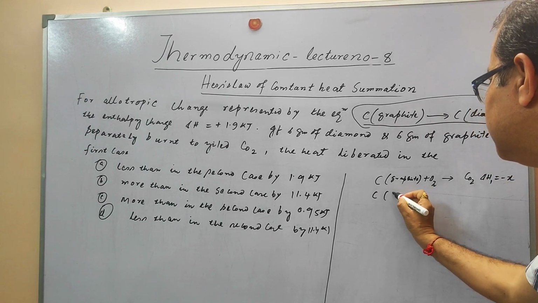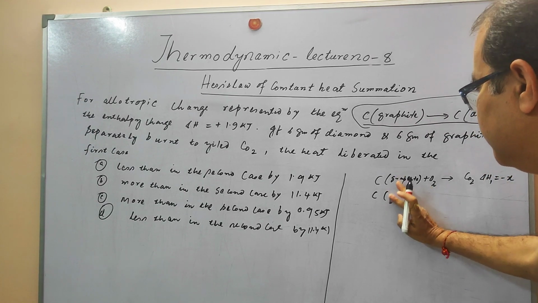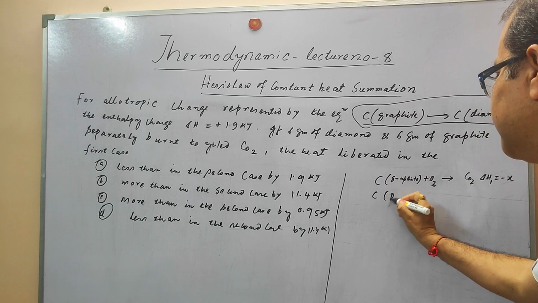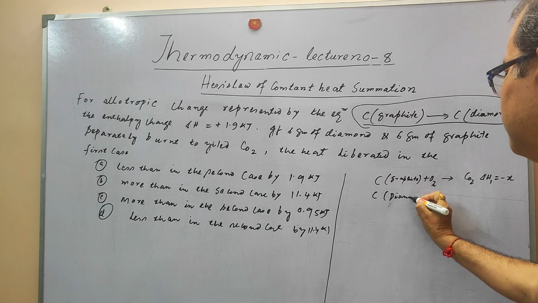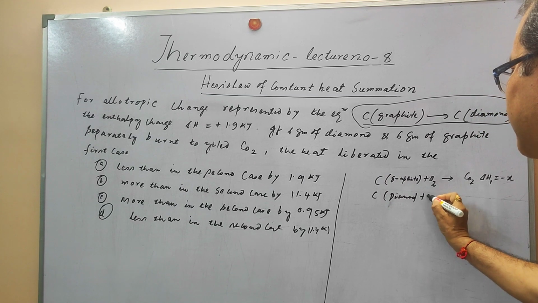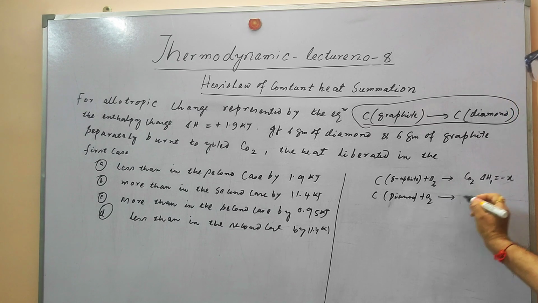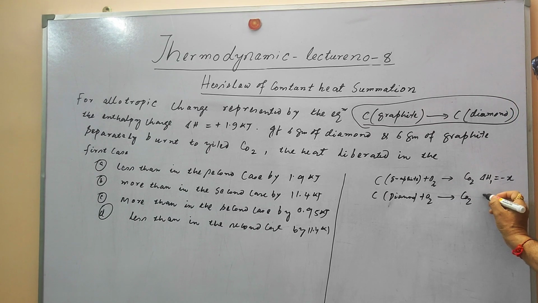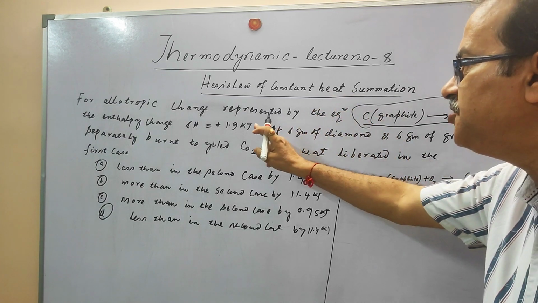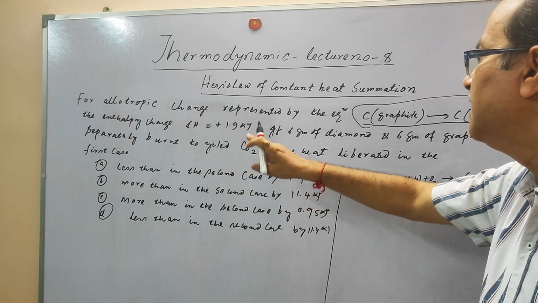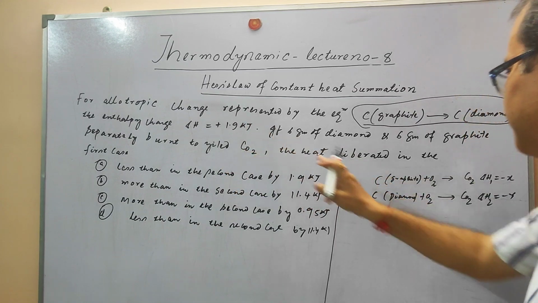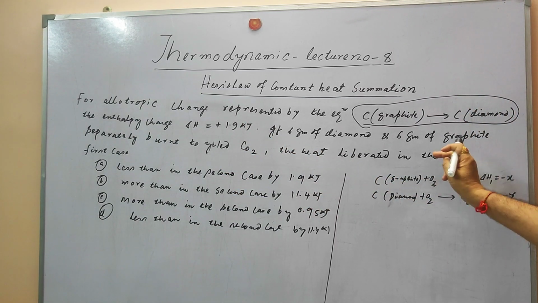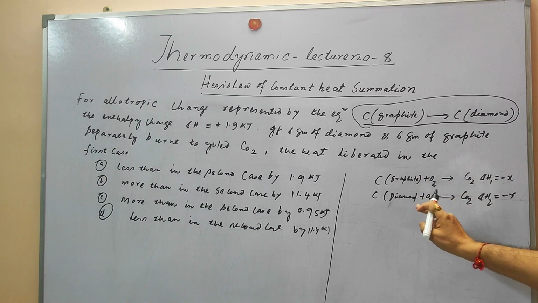And this is diamond. We take the reaction for the diamond. Diamond is basically carbon, nothing else, and it produces carbon dioxide. At that time, suppose the enthalpy change is minus Y. Both enthalpy changes have been given. This equation is given, but we will form it from these two equations.